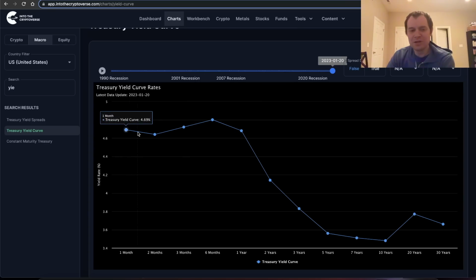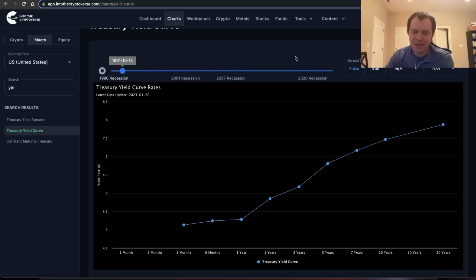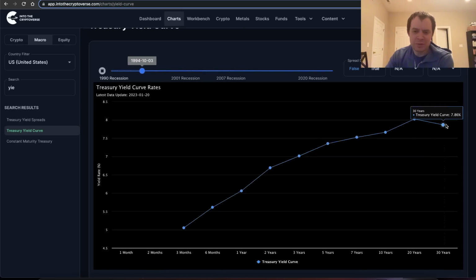But when you see an inverted yield curve like this, it historically has been a fairly good predictor of, or at least saying, the economy is somewhat sick and it's going to take a while for it to get better. So what I want to do here to begin with is play the evolution of the yield curve starting from the 1990s. Okay, so we're just going to hit play. And what you'll see is, here, this is what it normally looks like, right?